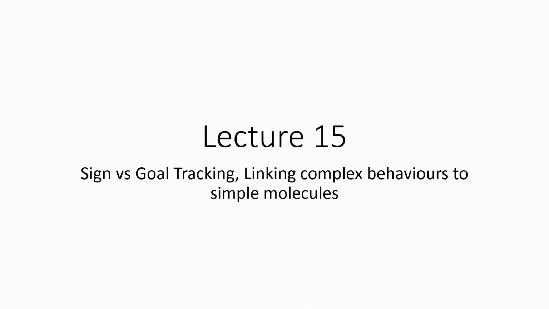This is a continuation of lecture 14, where we are trying to differentiate sign tracking versus goal-oriented behavior, or goal tracking, and then link these complex behaviors to simple molecules. In lecture 14 we talked about 3 different behaviors, 3 different schemes which you can subject the animal to. The idea is, if you can classify them universally, is there an emerging trend that we can talk about?